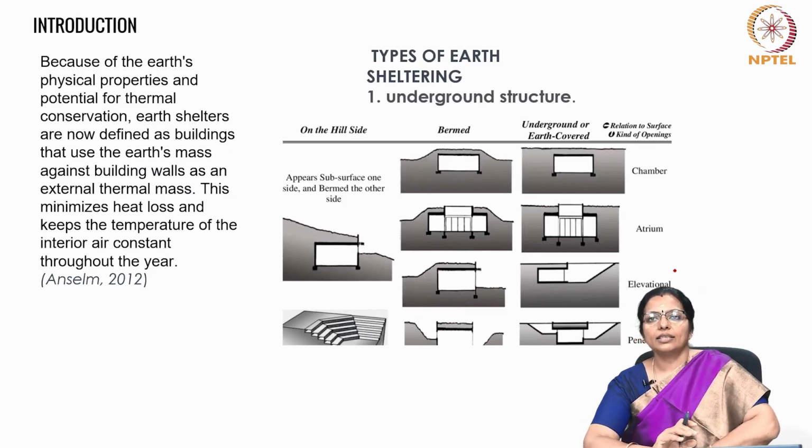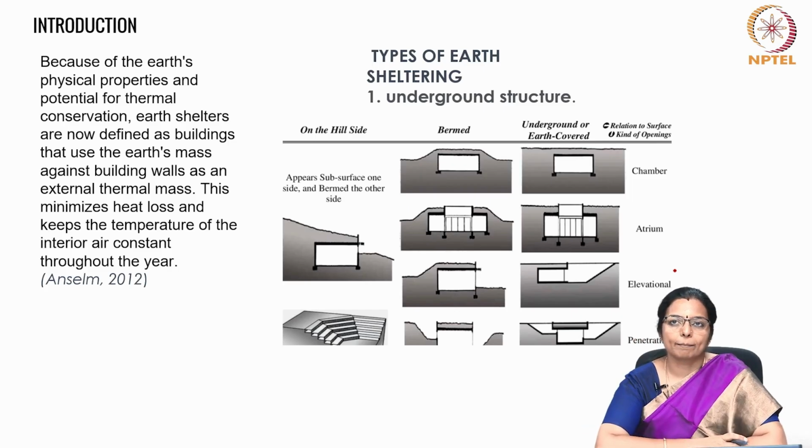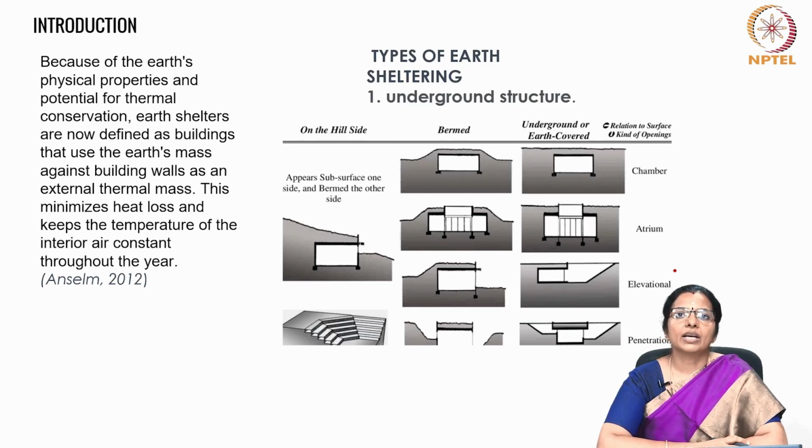Let us look at the types of earth sheltering. Because of the earth's physical properties and potential for thermal conservation, earth shelters are now defined as buildings that use the earth's mass against building walls as an external thermal mass. This minimizes heat loss and keeps the temperature of the interior air constant throughout the year. There are majorly these three types of earth sheltering.